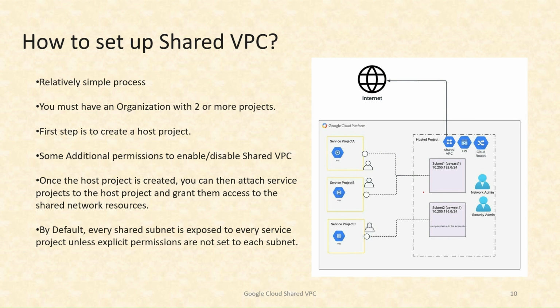Now, how to set up shared VPC? We'll see this in the demo. It is a relatively simple process. You must have an organization with two or more projects. You need to create a host project, or you can use an existing project as a host project. You need some permissions to enable and disable shared VPC. Once the host project is created, you can attach the service projects to it. By default, every subnet is exposed to every service project unless explicit permissions are set on each subnet, right?